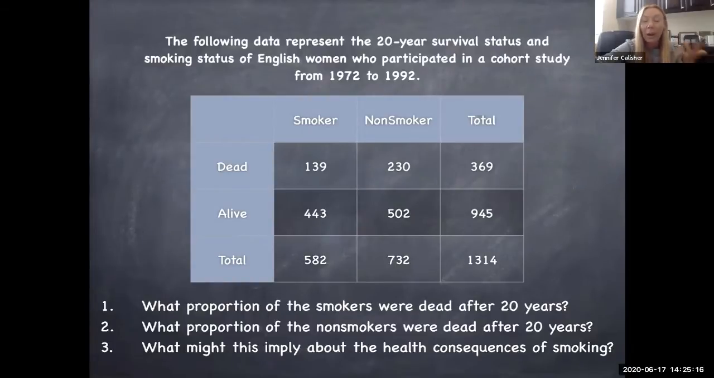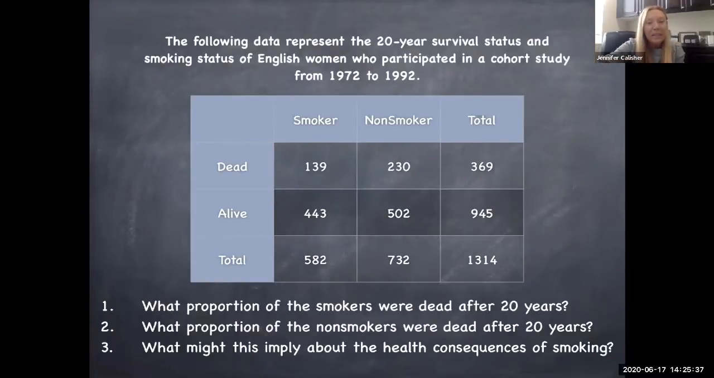So then what we see is that there's 2 different variables here. Our observational unit are the women. And then we're looking at, were they a smoker or a non-smoker? So that's our first variable. And then our second variable is, after 20 years, were they still alive or had they passed away? Those are the 2 variables that we're looking at.